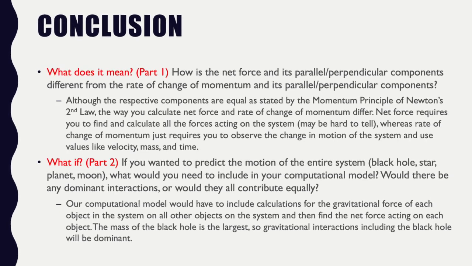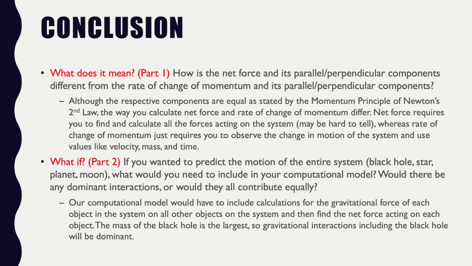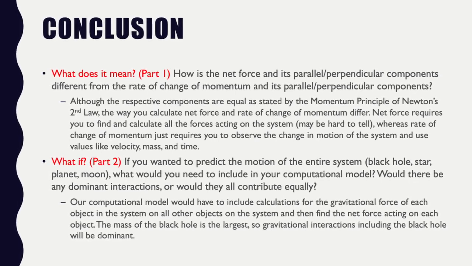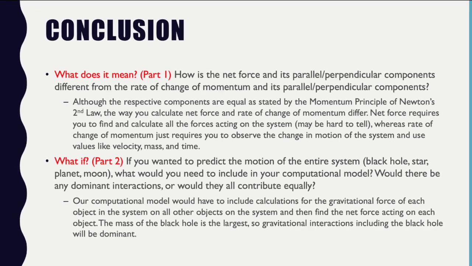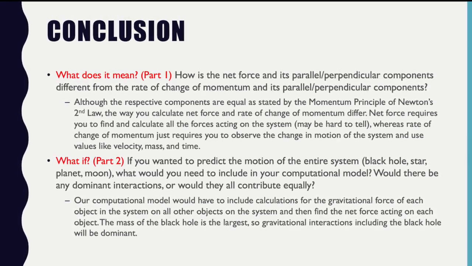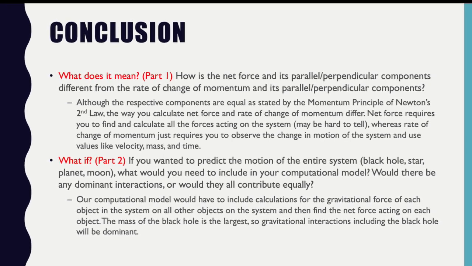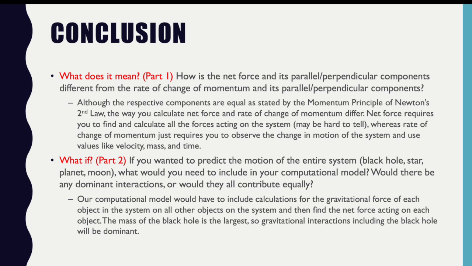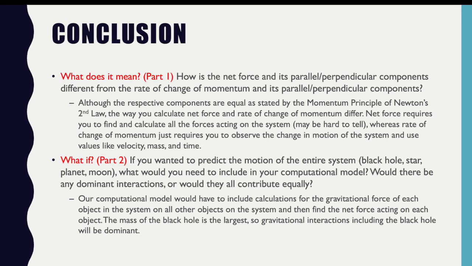What if you wanted to predict the motion of the entire system, including a black hole, star, planet, and moon? What would you need to include in your computational model? Would there be any dominant interactions? Our model would have to include calculations for the force of universal gravitation of each object in the system on all other objects in the system, and then sum up the net force acting on each object separately. The mass of the black hole is the largest, so gravitational interactions including the black hole will be dominant.